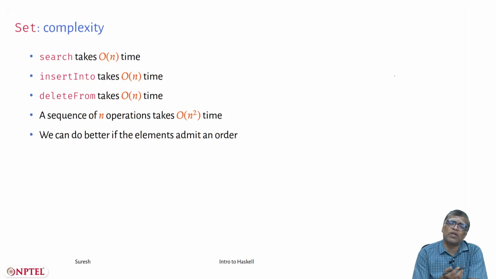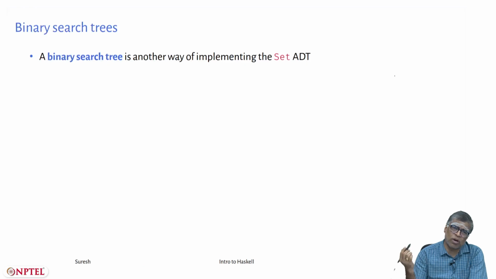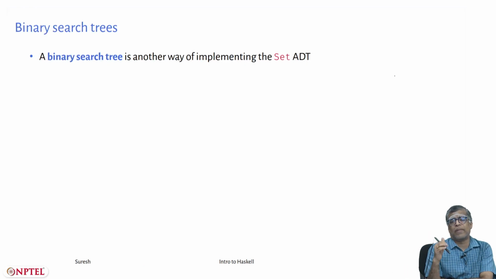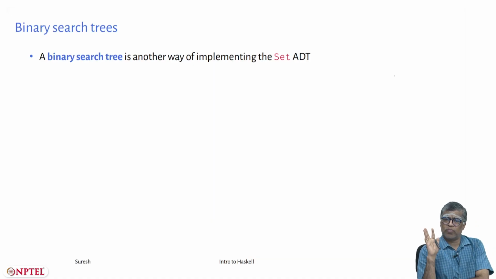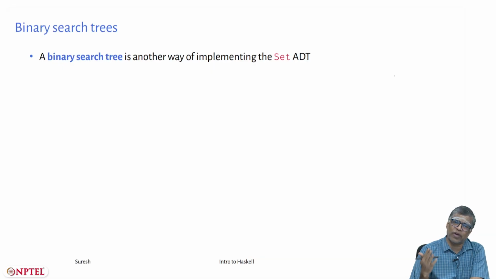So we can do better if the elements admit an order. And that is what we are going to see now, how binary search trees are a way of implementing the set ADT. And here for binary search trees, you will assume that the type of elements admits an order, or in other words, A is an instance of ORD. In that case, I can create BST of A.